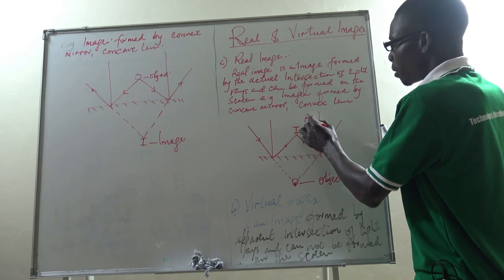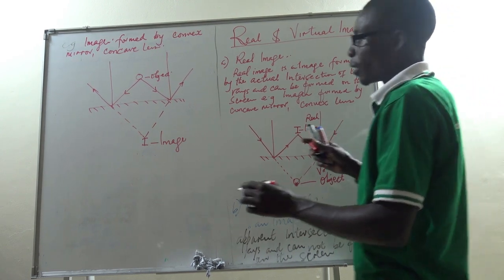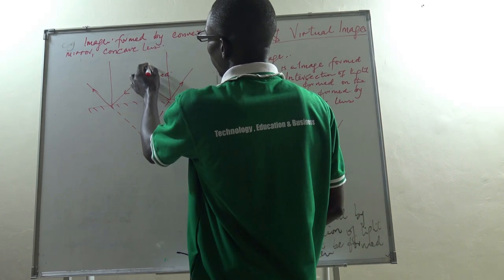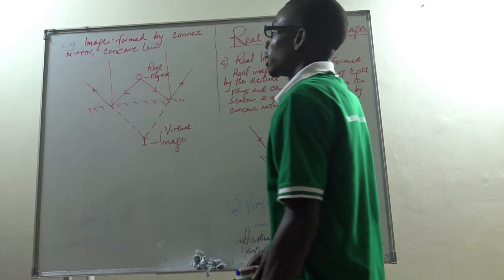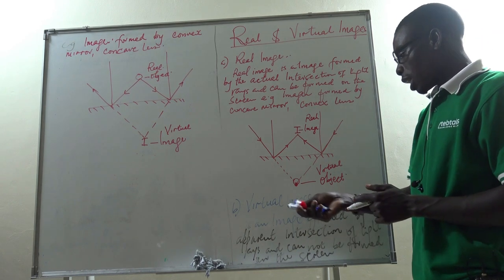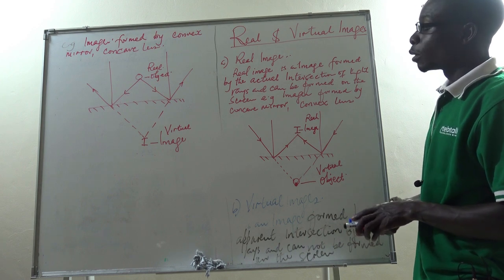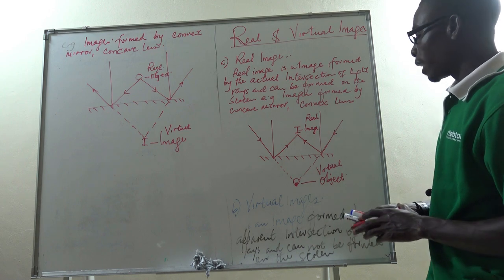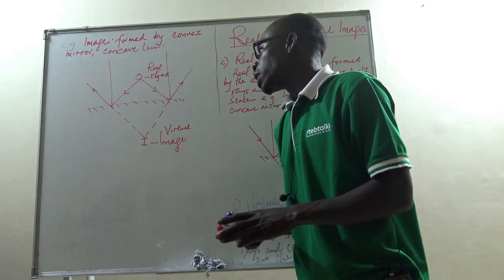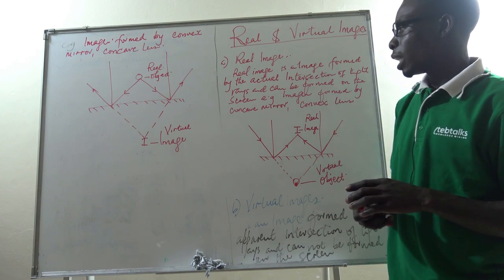So this is a real image using a virtual object, but here we are looking at a virtual image using a real object. Is that okay? So that is something to deal with in virtual images. We said that virtual images are formed by the apparent intersection of light rays. Imaginary, this virtual one. When they intersect, they form virtual images, and it cannot be formed on a screen.